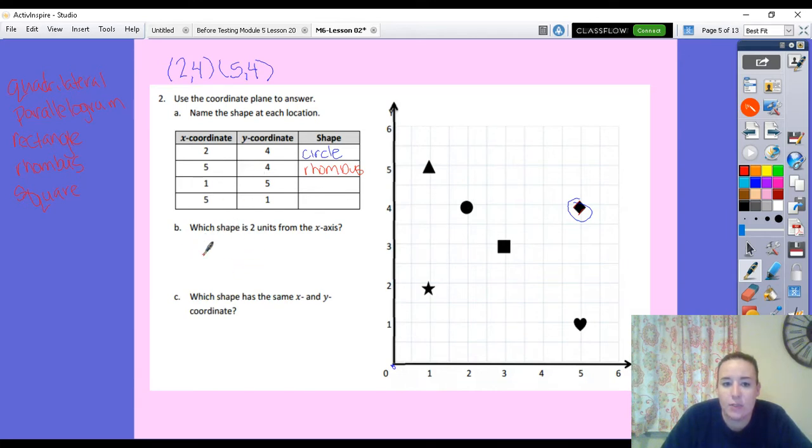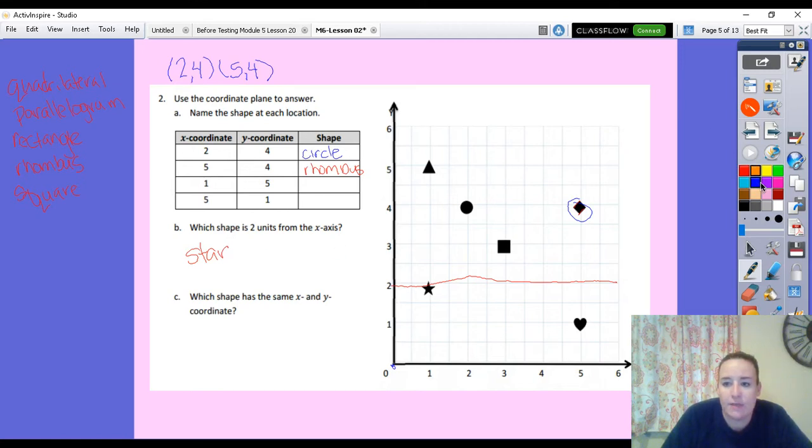Let's skip down to number 2. It says, which shape is 2 units from the x-axis? So here's my x-axis here, and it wants 2 units from that. So we're actually traveling up from the x-axis along this y-axis. And we're right here. Ooh, sorry for that terrible line. And that happens to be the star.